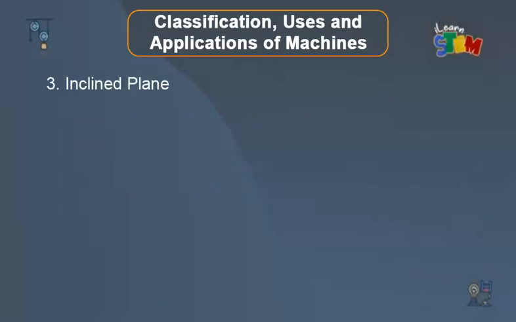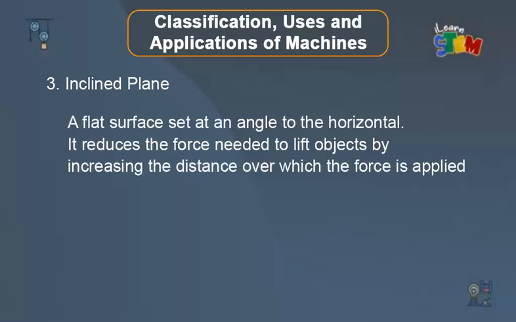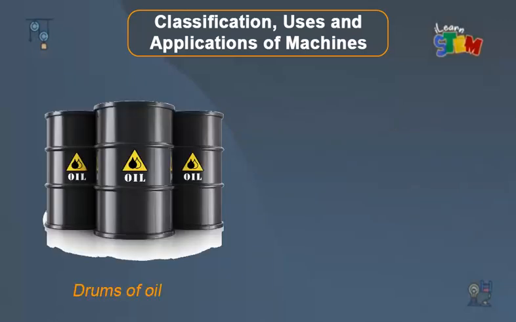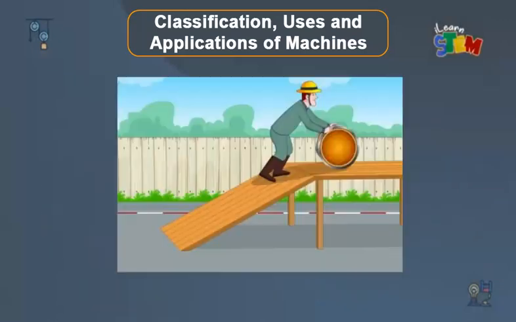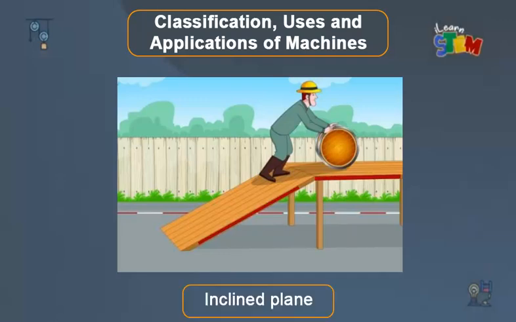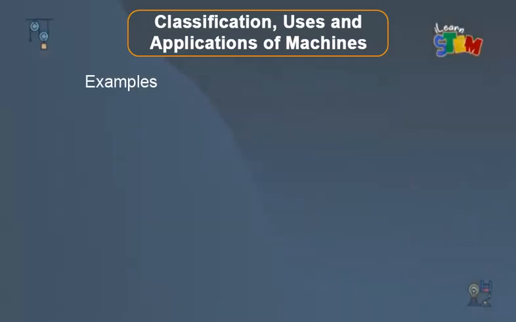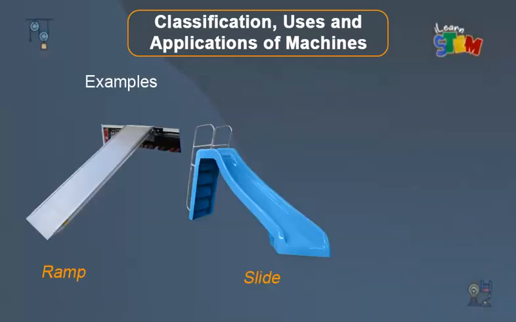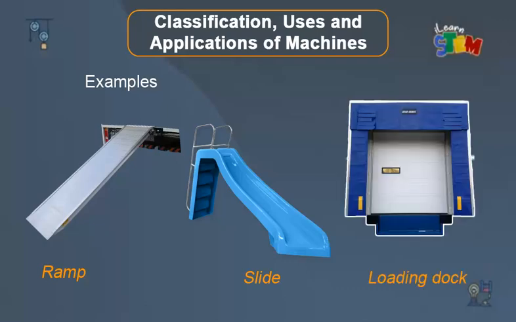The third machine. Inclined plane. It is a flat surface set at an angle to the horizontal. It reduces the force needed to lift objects, by increasing the distance over which the force is applied. Heavy loads, such as drums of oil and engine blocks, can be raised with the aid of the sloping plank with little applied effort. This arrangement is called an inclined plane and is said to be a machine. Examples: ramp, slide, loading dock, etc. Seeing all that machines can help humans do, I can say that machines make the world a better place.